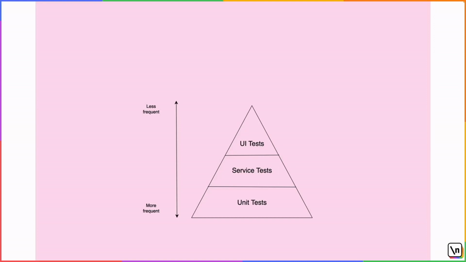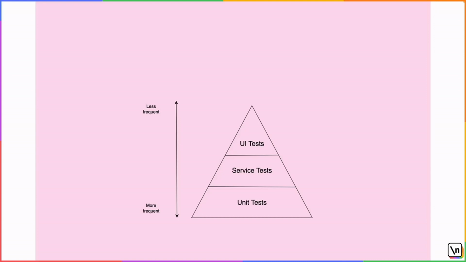At the top, you have the UI tests, which verify functionality from a user's perspective by interacting with the app's interface. These tests are the largest and most comprehensive, and they test the user interface of your application. It's also important to note that these tests are crucial but slow, and they provide the highest guarantee.